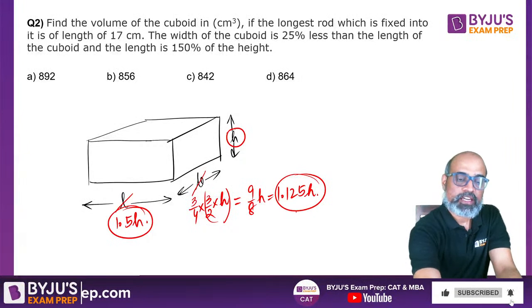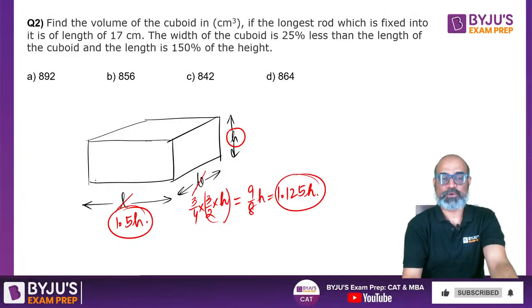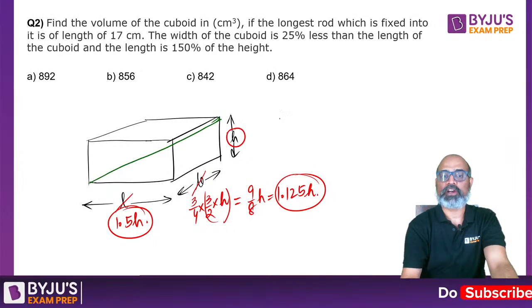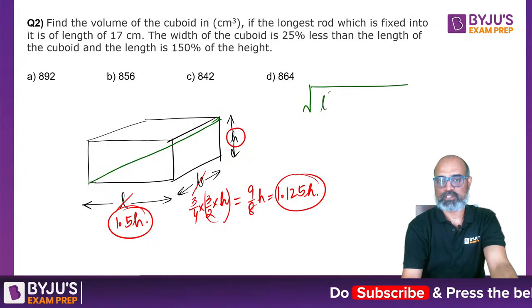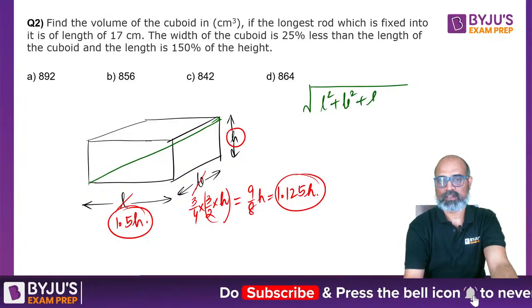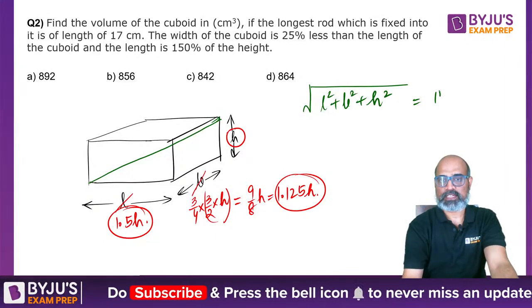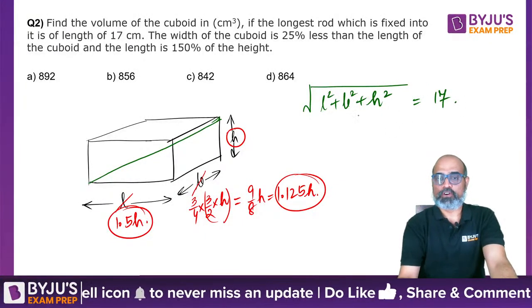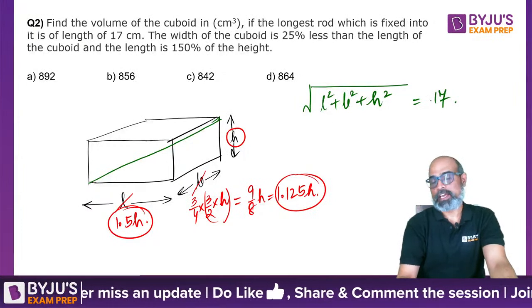Once we have got the dimensions, now we can find the longest diagonal. The longest diagonal of a cuboid is given as the square root of L squared plus B squared plus H squared, and this is given to us as 17, right? So we need to find the values of L, B and H.